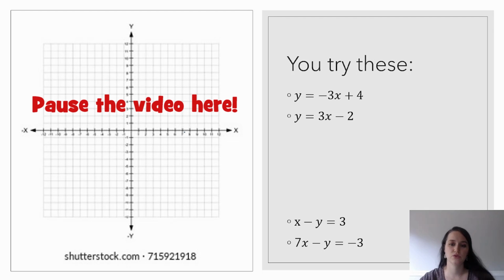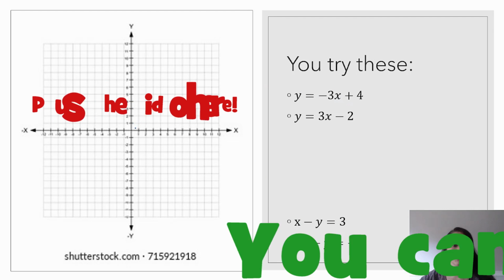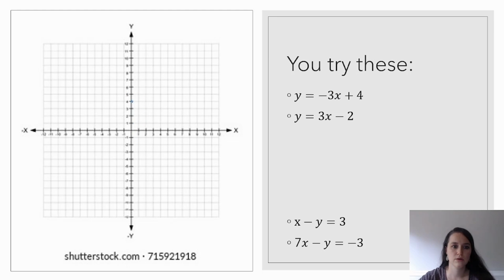I'm going to go ahead and start these. First one, I'm going to start at +4. Then I'm going to go down 3 over 1. I'll do this a few times, making sure I don't need to go any more. Yeah, that's good. All right, and connect your dots as best you can.